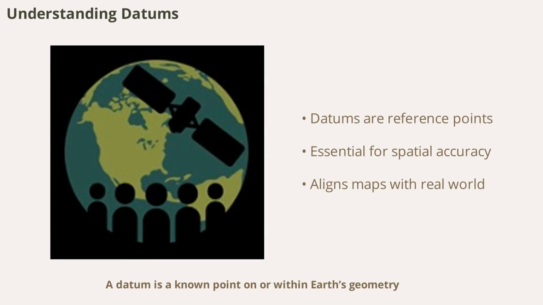Datum is a known point on or within Earth's geometry, used as a reference for all other locations. Because of Earth's irregular shape, datums are necessary for accurate spatial representation. By anchoring data to a specific point, datums ensure that maps and satellite imagery align correctly with real-world features. This is a foundational concept in remote sensing and geographic information systems.